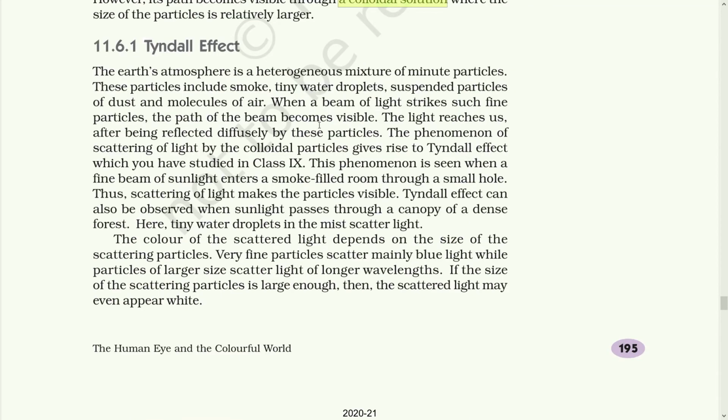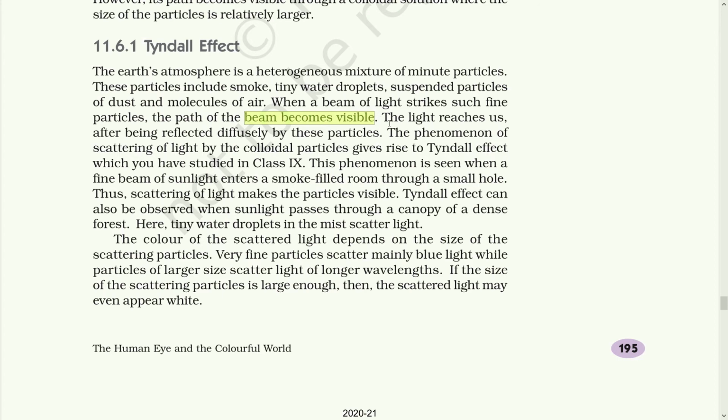The earth's atmosphere is a heterogeneous mixture of minute particles. These particles include smoke, tiny water droplets, suspended particles of dust, and molecules of air. So this is what you get in your normal atmosphere: smoke, that is an aerosol, tiny water droplets, suspended particles of dust and dirt, and molecules of air. When a beam of light strikes such fine particles, the path of the beam becomes visible. These particles are larger than a true solution but smaller than a suspension.